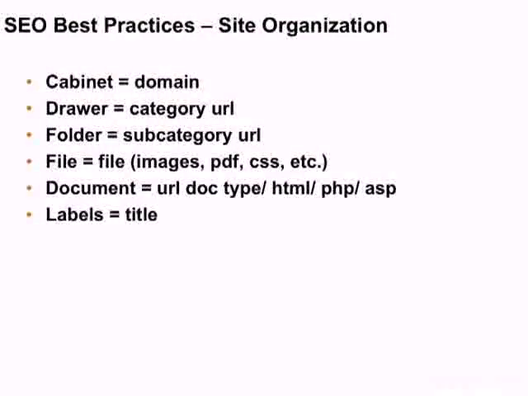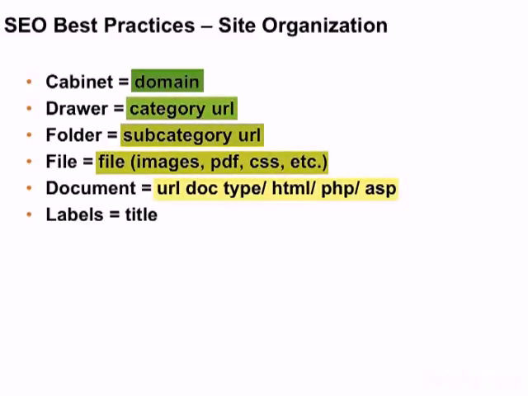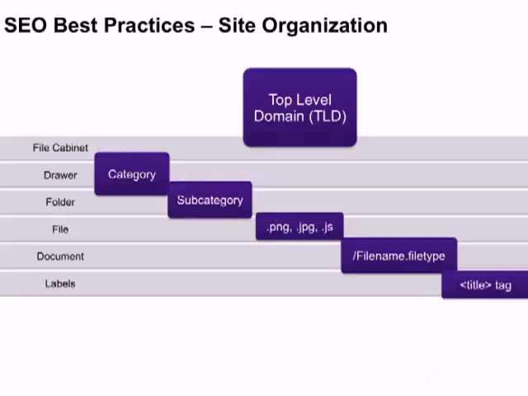For our site organization, I think before we talk about a URL, it's important to talk about how a site is organized. Essentially you have your domain at the top level, a category URL, a subcategory URL, files, and documents, and it's nice to think of this with a file cabinet analogy. I really like this analogy of the top level domain being .com, .net, .org.